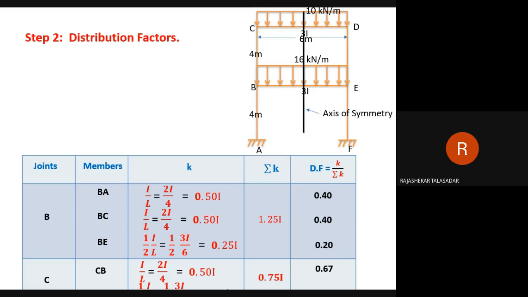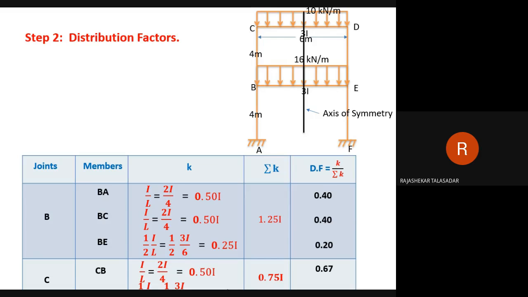Then K of BA divided by sigma K gives this value, that is 0.4. K of BC divided by sigma K gives you this one. Then K of BE divided by sigma K gives you 0.2. Again, if you check here, the sum of these three will be 1.